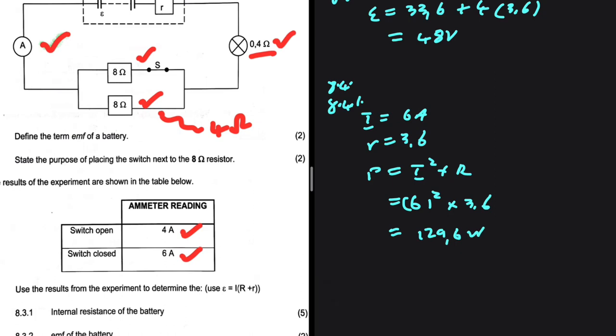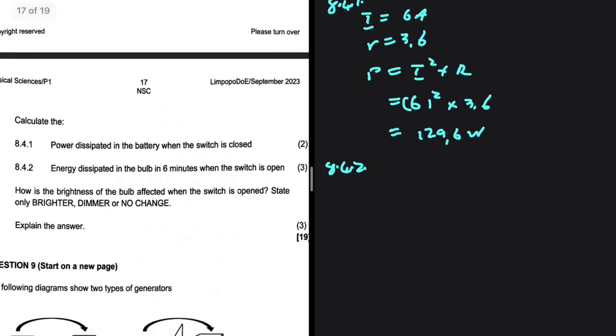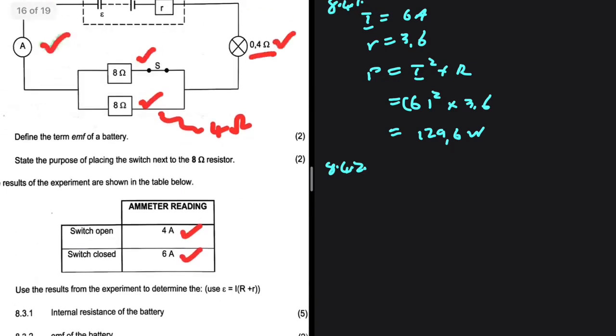Let's look at 8.4.2. Energy dissipated in the bulb in 6 minutes when the switch is open. When the switch is open, our current is 4 ampere. Our time is 6 minutes.